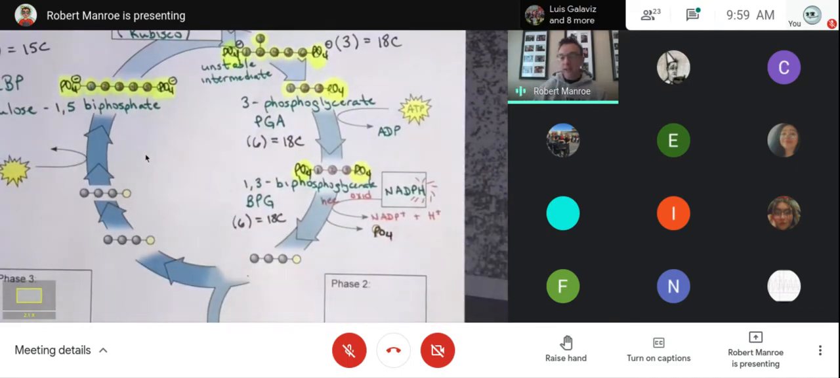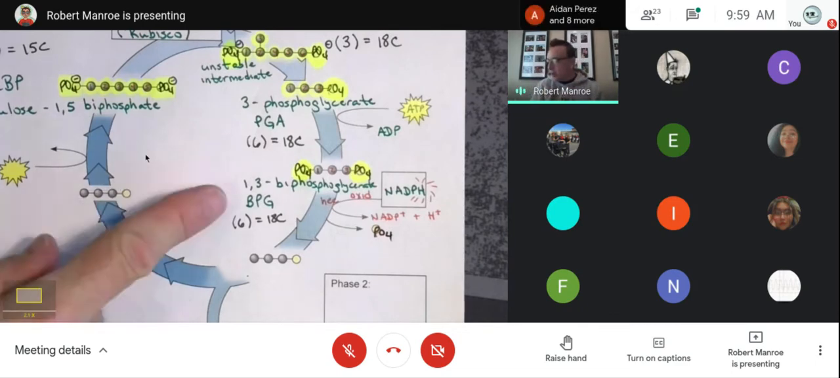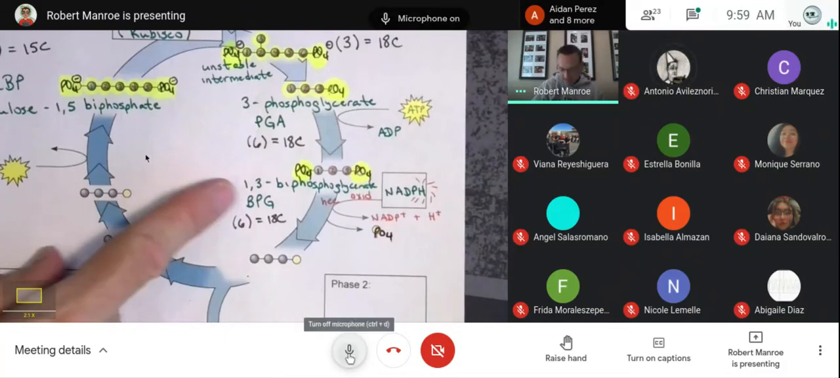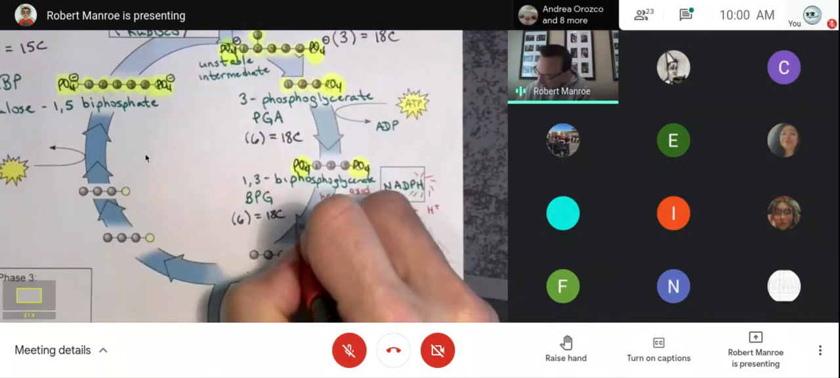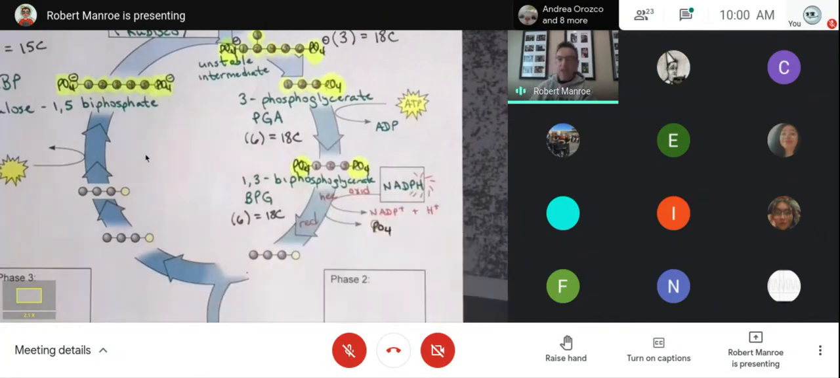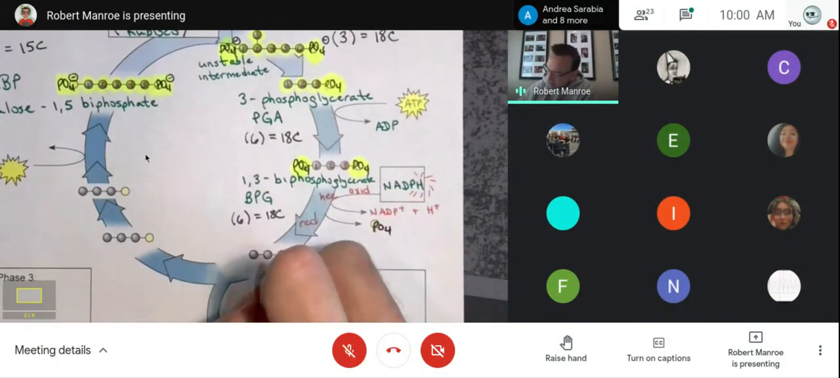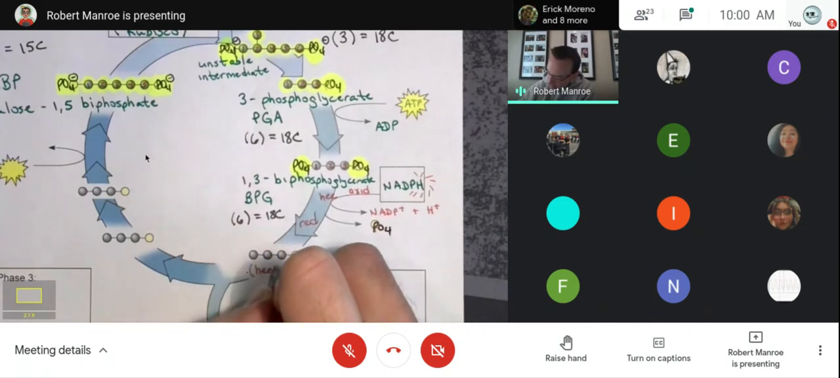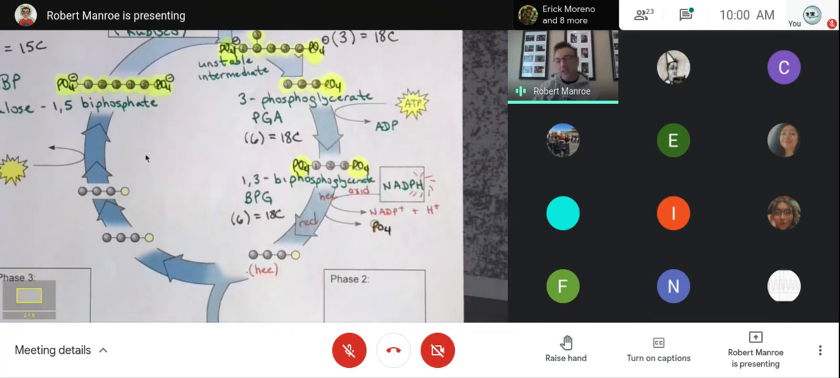All right. Well, if a molecule is being oxidized, then what has to happen to a different molecule? As NADPH is being oxidized, what happens to BPG? It's reduced. Very nice. BPG is reduced. BPG takes in those high energy electrons. So now this 3-carbon molecule right here has high energy electrons.